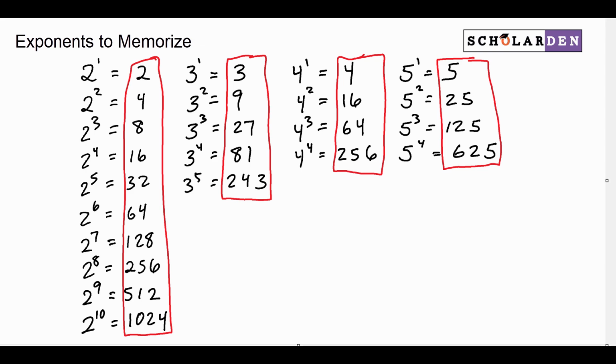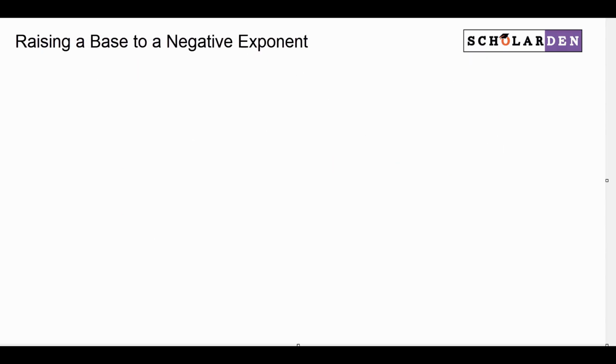Now we talked about raising numbers to a positive exponent and to 0. Now we can also raise numbers to a negative exponent. What does that do? Well, it might seem a little counterintuitive at first. For example, 3 to the negative 1 is 1 over 3 to the positive 1. And 3 to the negative 8 is 1 over 3 to the positive 8.